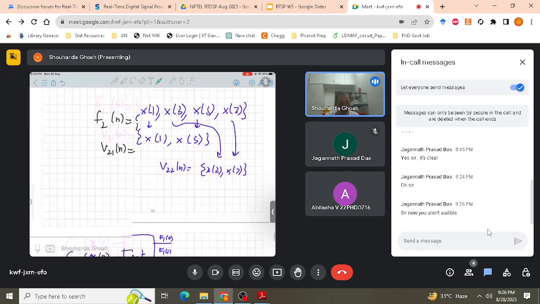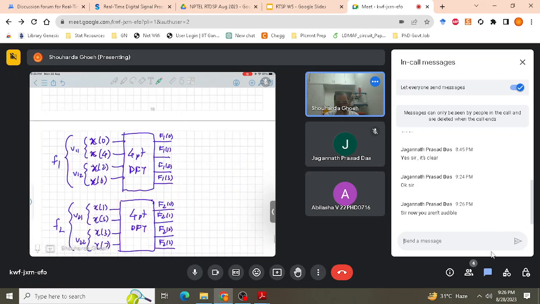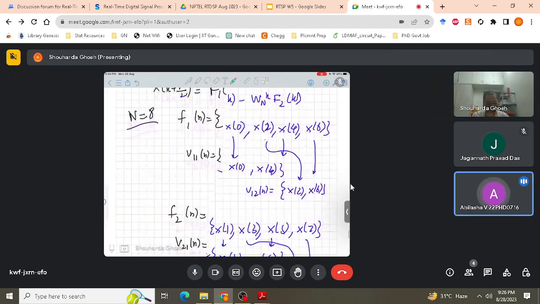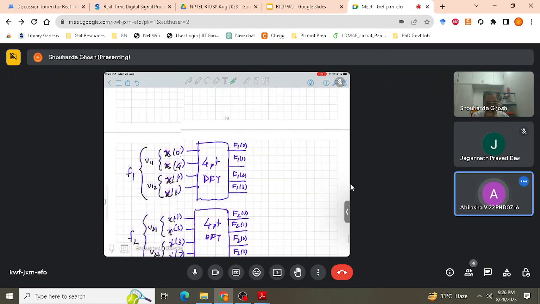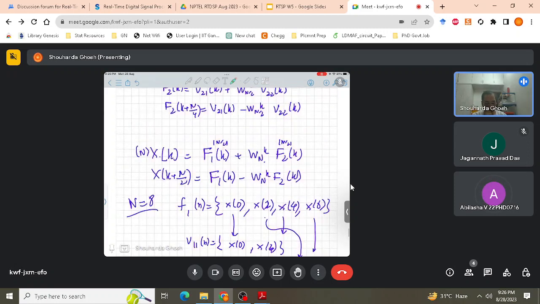So did you see this part? F0, F1, F1, F0, all this. These are N by 2 points, not N by 4. For now we are dealing with the N by 2 point FFT. So what will we do now? We'll try to combine them. And how do we combine them? Let us now look.